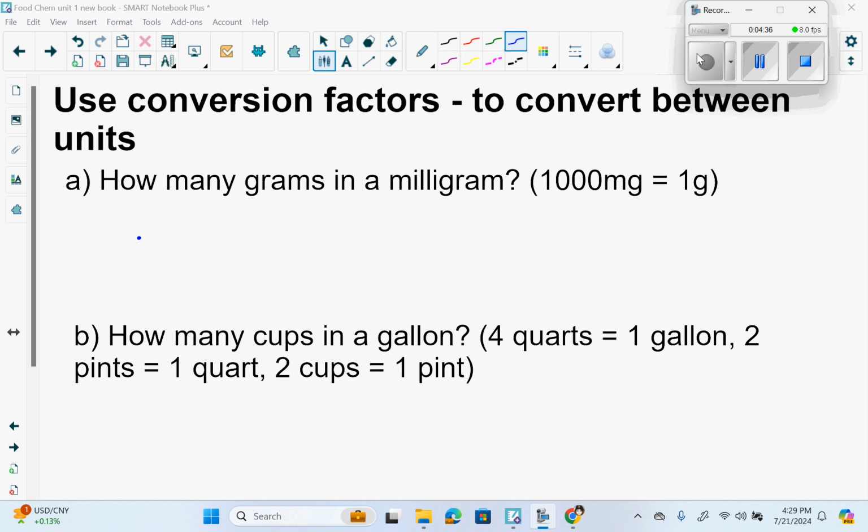There you go. My ink was not working. If you can figure these out doing your own method, that's fine. But this is how we do train you in science. So if you look at this first one, it says how many grams are in a milligram.